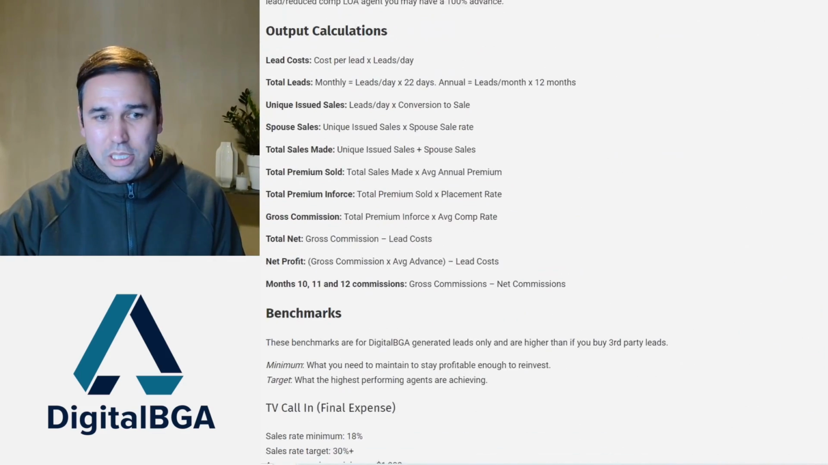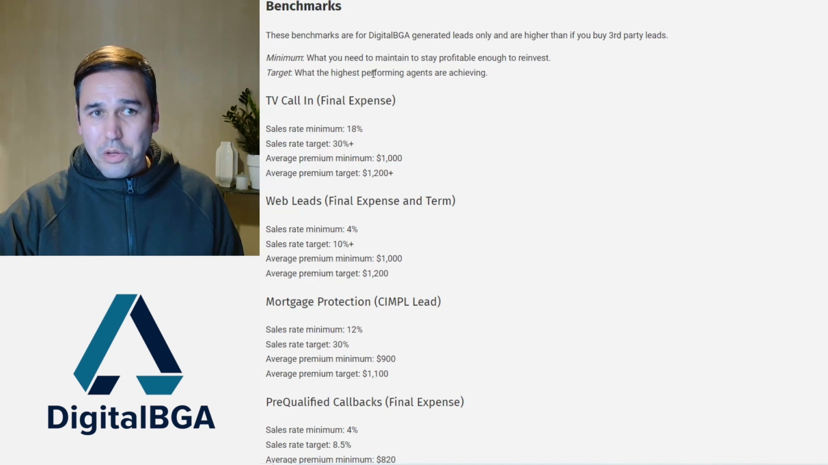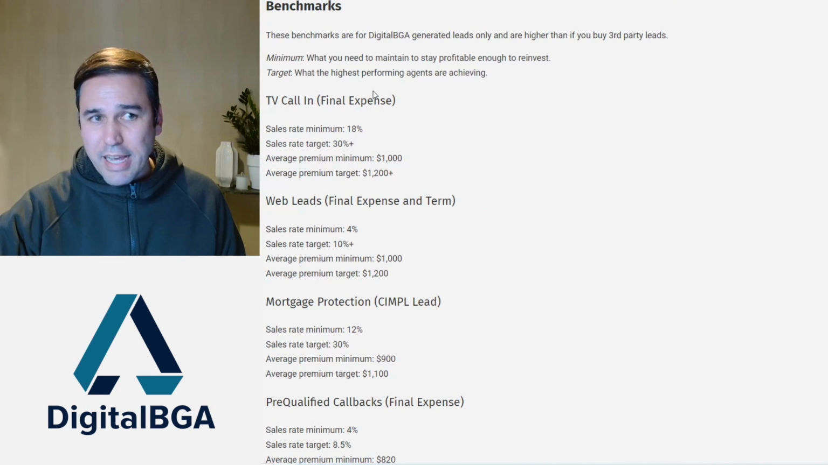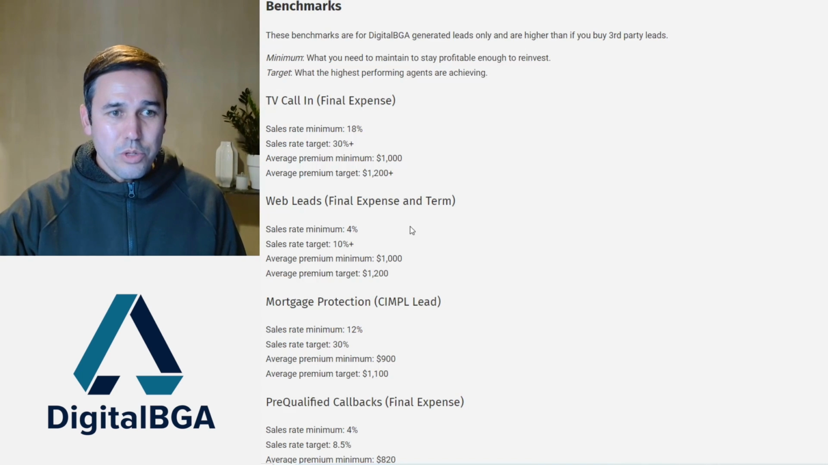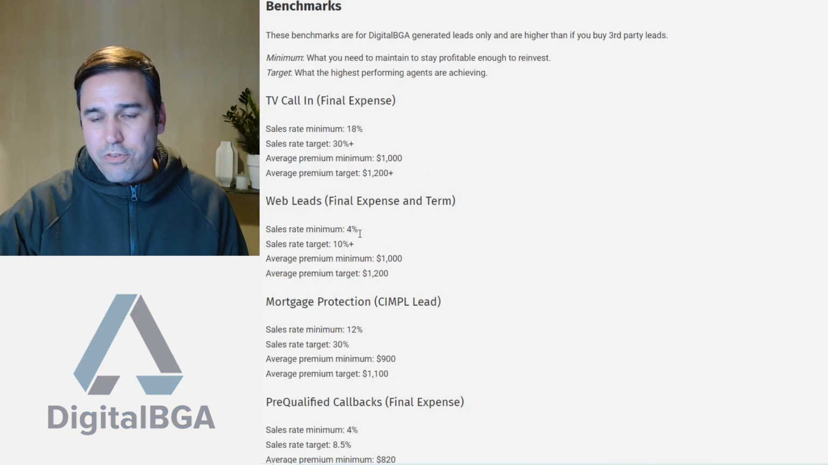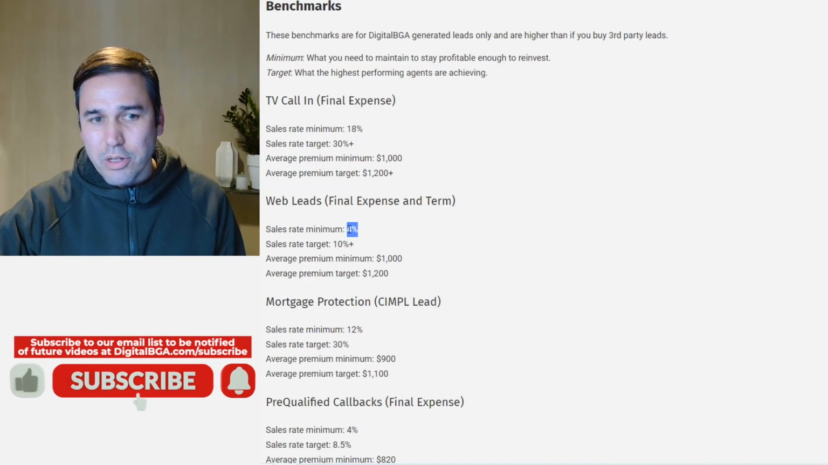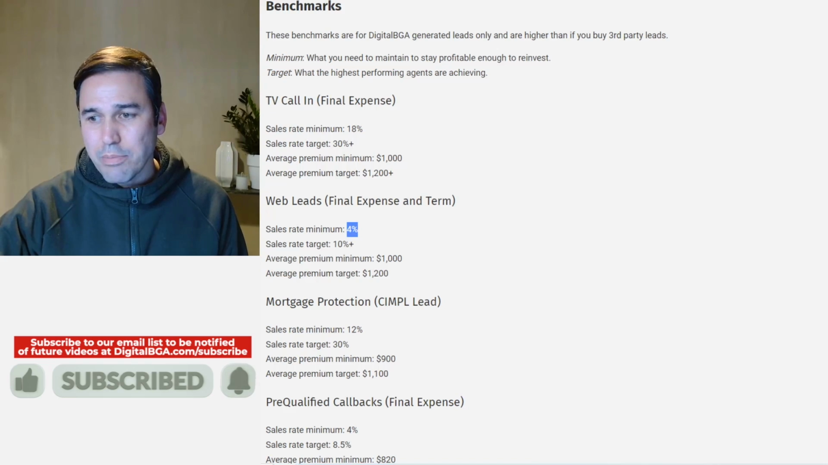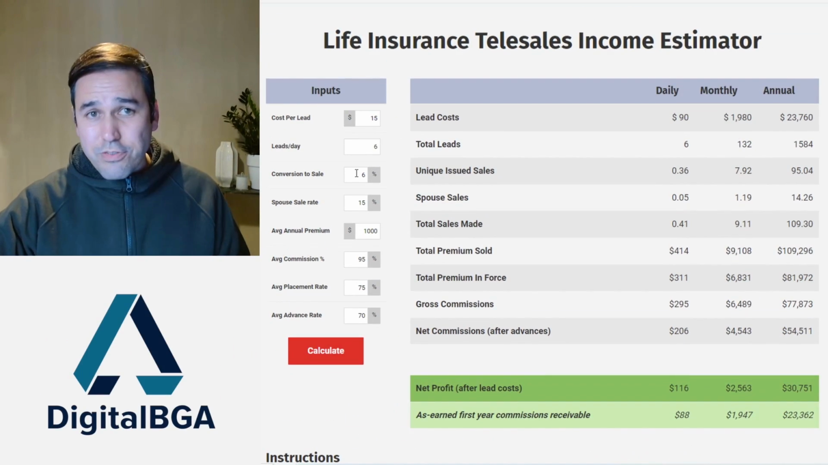And so we have benchmarks down here that go over exactly what you need to maintain to stay profitable enough to reinvest and what the highest performing agents are achieving. Not pie in the sky numbers, but what agents are doing consistently. So you look at these sales rates between 4 and 10%, right? This is the minimum you need to do to reinvest and stay profitable. Sales rate target 10% plus. Many agents are doing that. So this agent's at 6%, doing fine on the sales, right?